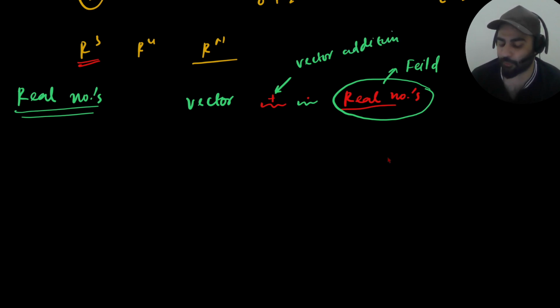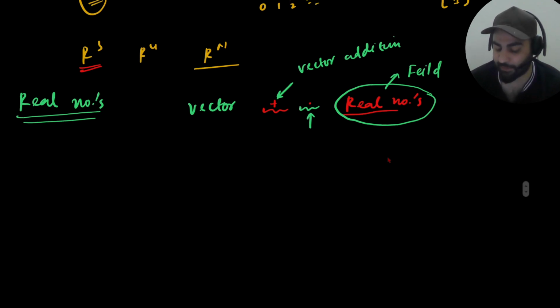We have seen details of these operations. Now I am going to formalize things: what is the meaning of a vector space? Then we have scalar multiplication.